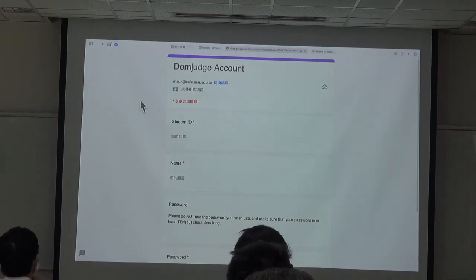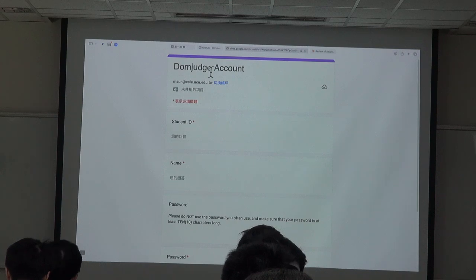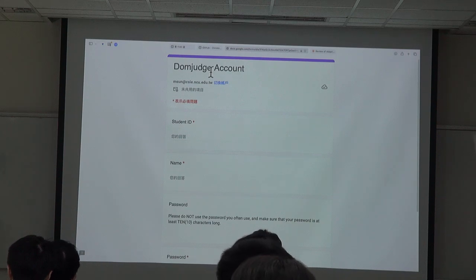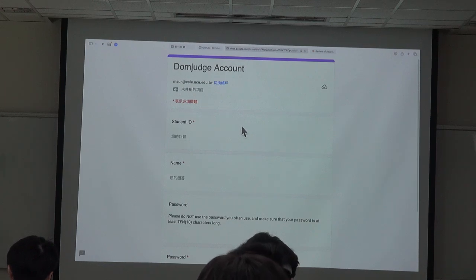I think the TA wants to remind you to register a DOMjudge account, okay? Because this is the system that will be used to conduct the programming exam. So you have to register before the programming exam. This is very, very important.